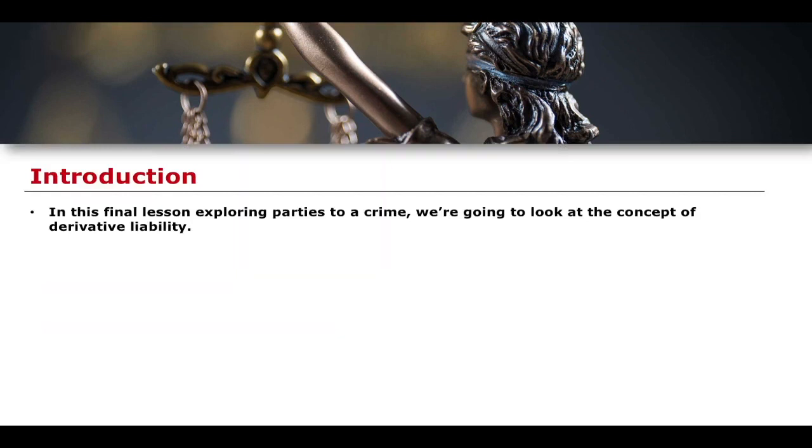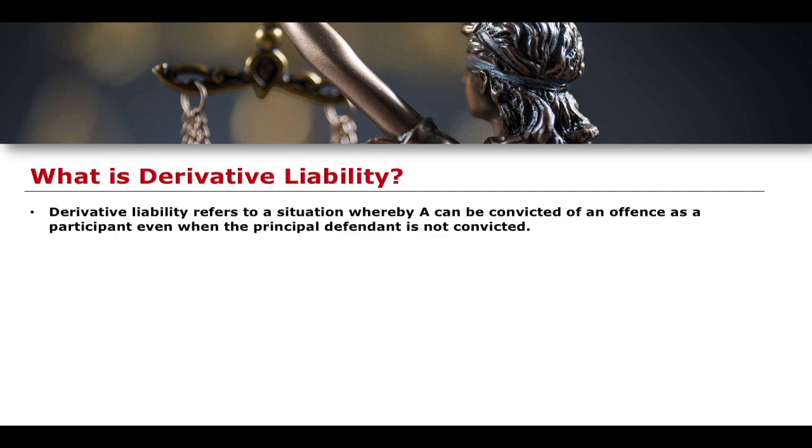So this is our final lesson, exploring parties to a crime, and we're going to talk about derivative liability. What does derivative liability actually mean, and how is it applied in the circumstances that we are going to be examining? Well, it refers to a situation where you can have A being an accessory to the crime, or a secondary defendant, or a participant to criminal liability, where A can be convicted of an offence as a participant, even in a circumstance where the principal defendant had not been convicted.